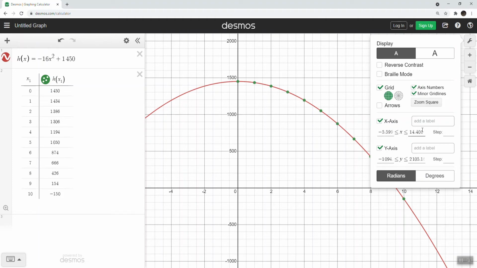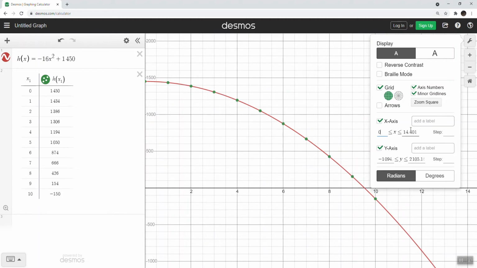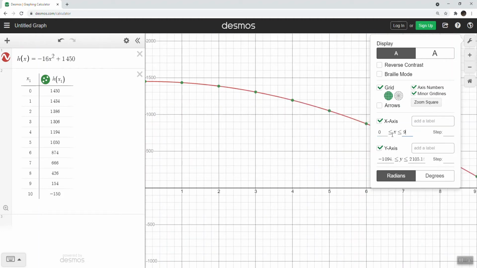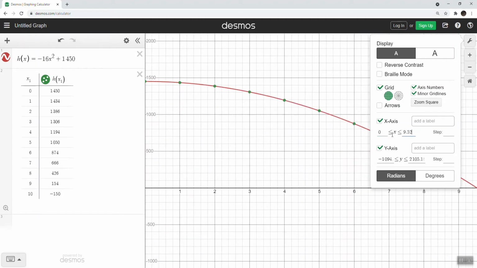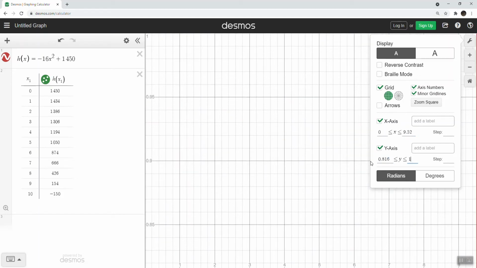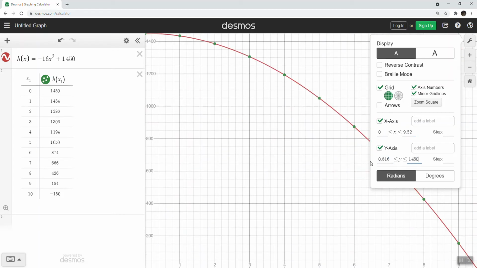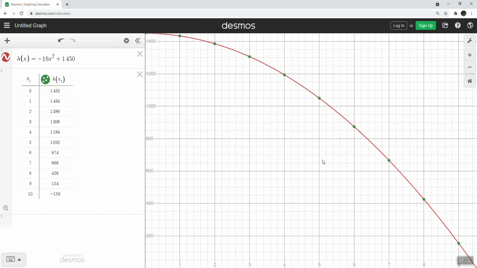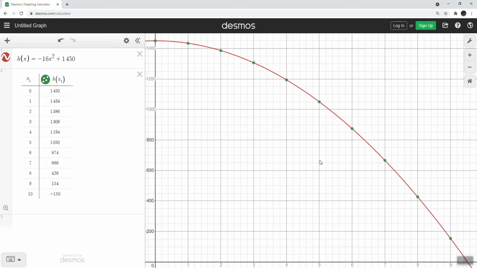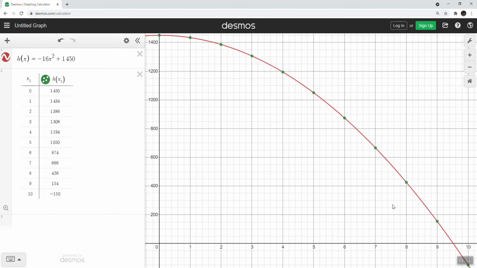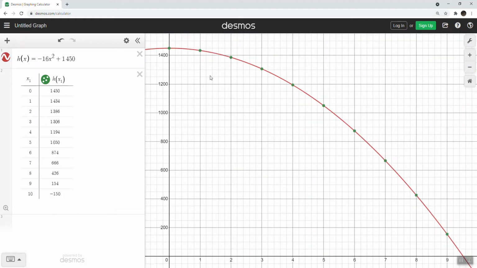So if we put in the practical domain that we wrote back in question 4, we said x was 0 to 9.52 and y was 0 to 1450. That is a view of the practical domain. Now we might want to zoom out just a little bit so we can actually see where it's hitting the x-axis and where it's hitting the y-axis.